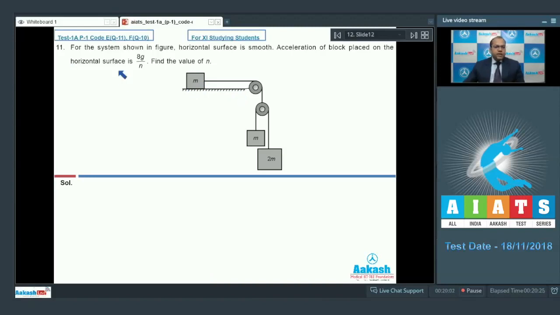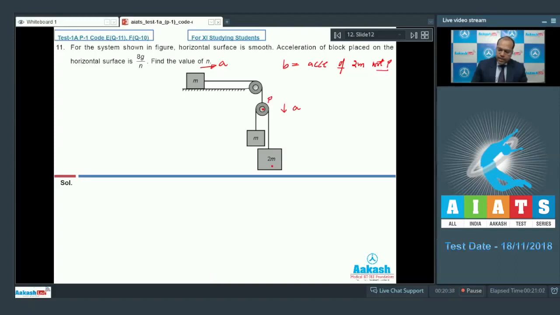So if the system is released from rest, let the acceleration of this be a in this direction. If the acceleration of this is a, then the acceleration of this pulley is also a because of the constraint of this string. And let me assume this pulley is P and the acceleration of 2m with respect to the pulley is B. B is the acceleration of mass 2m with respect to pulley P.